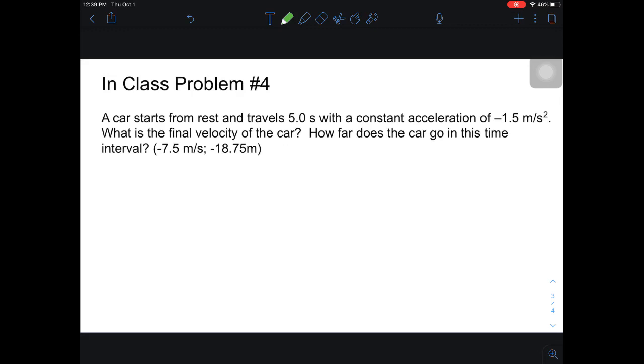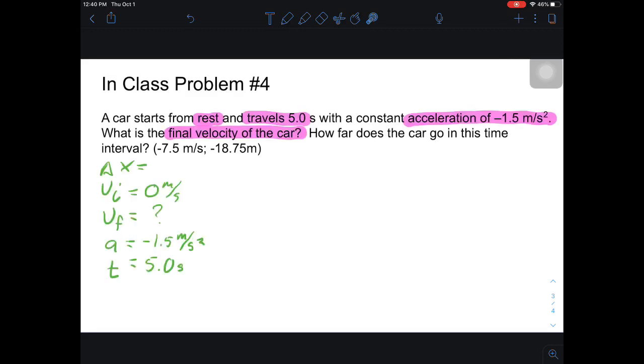In-class problem number 4: a car starts from rest and travels for 5 seconds with a constant acceleration of negative 1.5 meters per second squared. What is the final velocity of the car? Go ahead and hit pause. Circle the key numbers, make your list of variables, then unpause it to make sure you have it right.